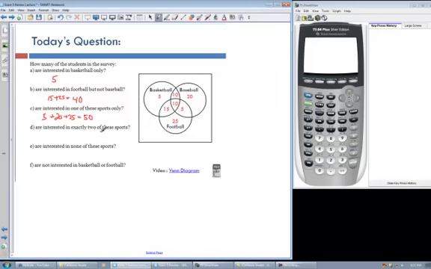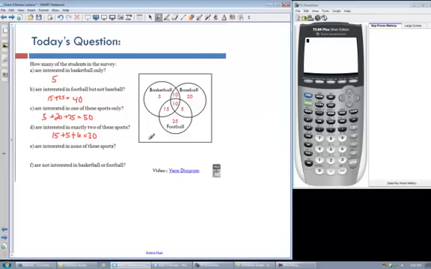Are interested in exactly 2 of these sports. Okay, so that's this number here, 15, 5, and 10. So we have 3 numbers, 15, 5, and 10. And so that gives me 30 people.